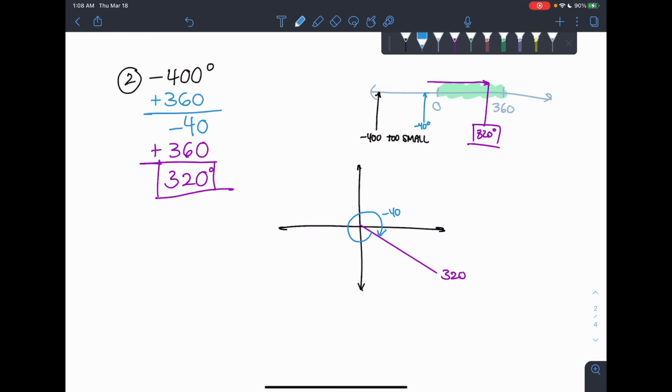If we take negative 40 one more rotation, all the way around, then that gives us negative 400 degrees. So negative 400 is coterminal to 320 degrees because they share the same terminal side.